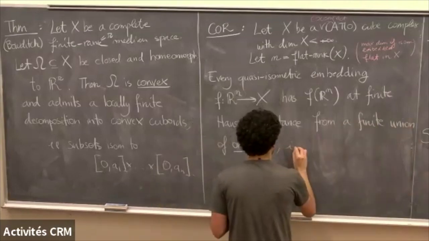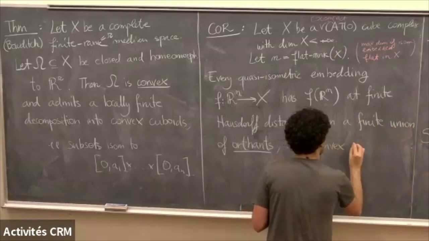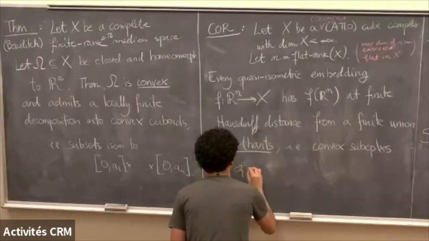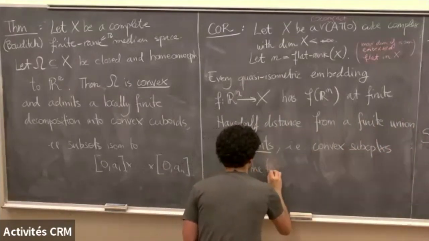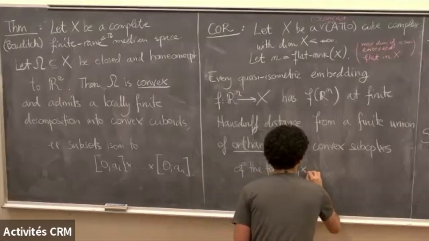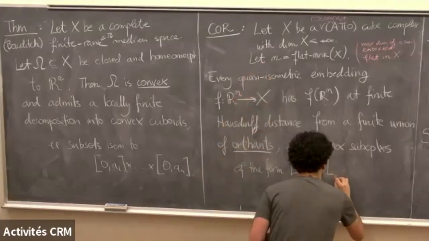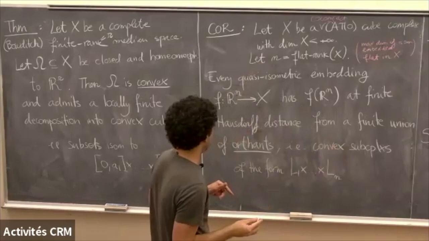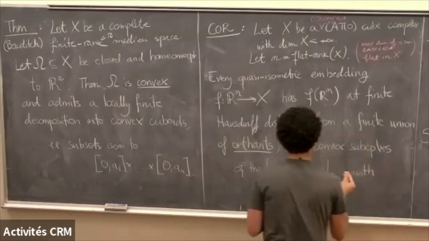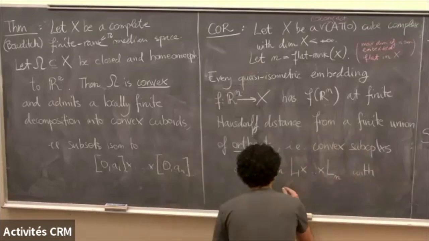That is, convex subcomplexes that split as a product of quasi-lines of the form L1 cross dot dot dot cross Ln, where n is the same, with each Li again a convex subcomplex quasi-isometric to a line.